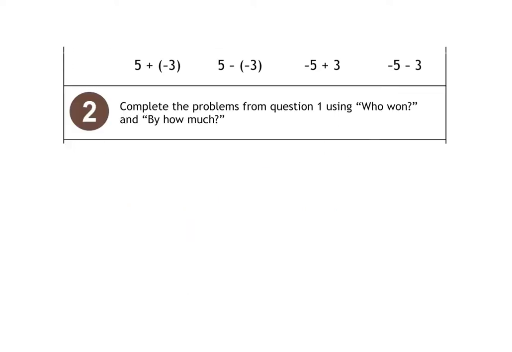To complete these questions using the who, when, and by how much strategies, we can start by creating a scoreboard for the first question. The positive team will have 5. We'll have to simplify those double signs to see that a positive and a negative would become a negative, and that means that the negative team will have 3. So since the positive team has 5 and the negative team has 3, we can see that the positive team will win by 2.